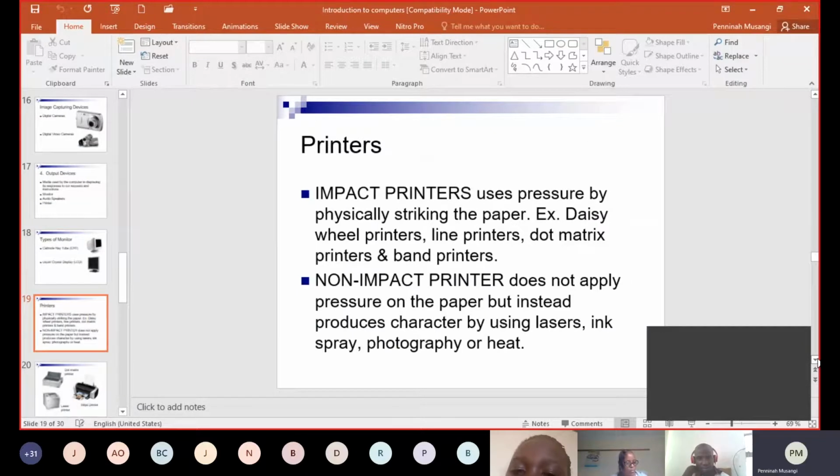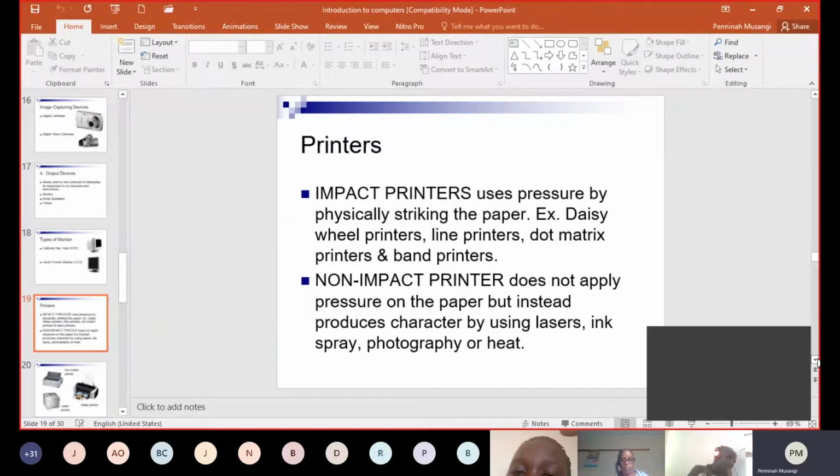The printers, we have the impact and non-impact. Just briefly, the difference is that with impact printers, to print, the letter has to come into contact with the paper, and that is why they are called impact printers. It prints by using pressure, striking the paper. These kinds of printers make noise because of that impact.